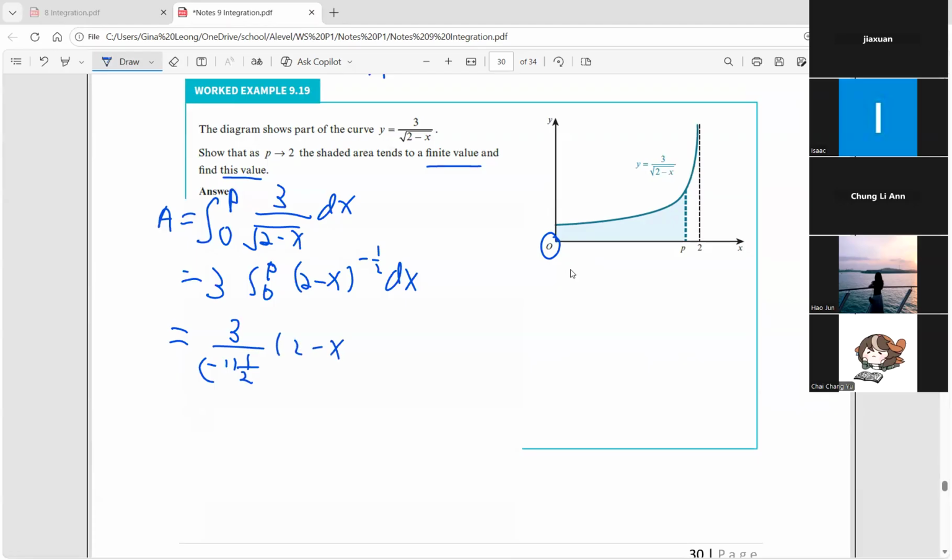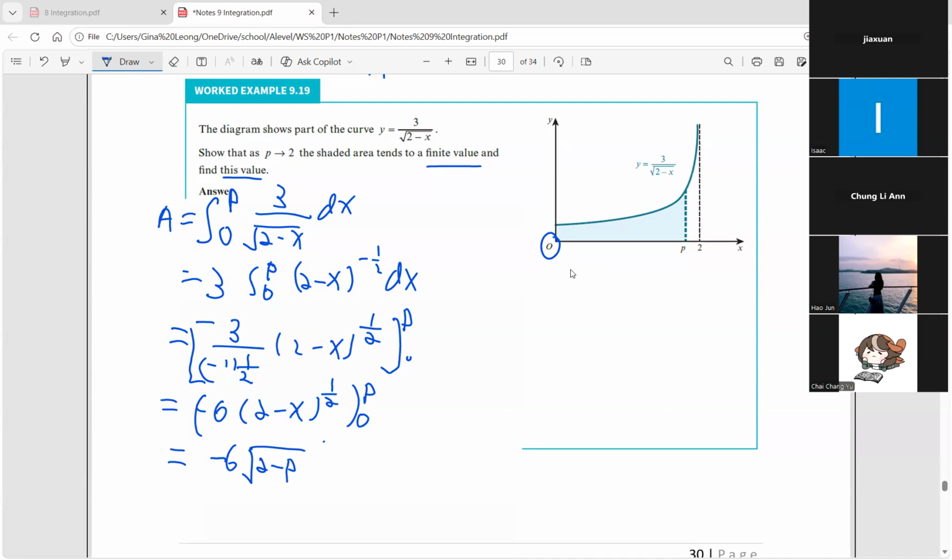Copy again the whole thing from 0 to P. We try to simplify. This one we will get negative 6 times (2 minus x) to the half, from 0 to P. Okay, we replace the P inside here, so I will get negative 6 square root of 2 minus P. Then the whole thing minus, again, it has the minus.